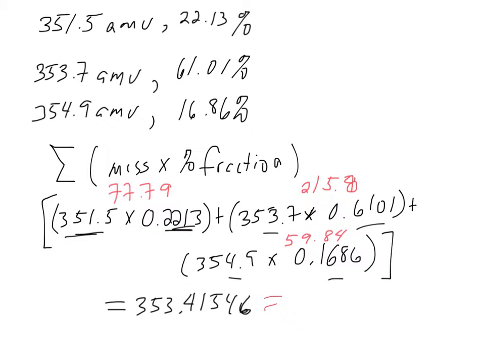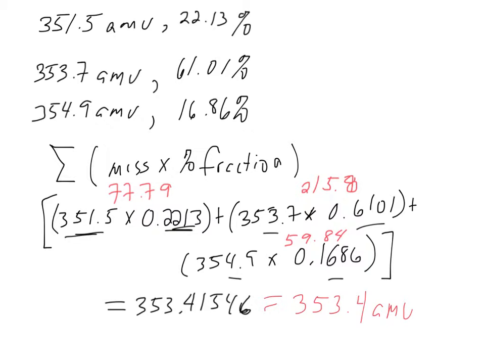So our answer should be 353.4 AMUs. Now we need to make sure, does this make sense? So 353.4, well, we know that the biggest abundance of mass unit was in 353.7.